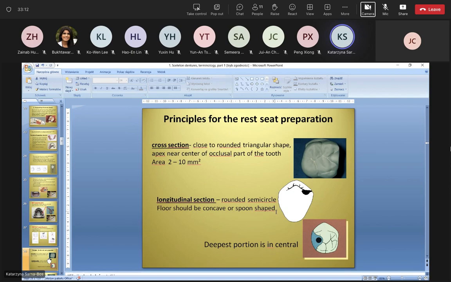In the longitudinal section, the shape resembles a spoon. So this is the rounded semicircle. Floor should be concave or spoon shaped. The deepest portion should be placed in the center of the triangular shape.